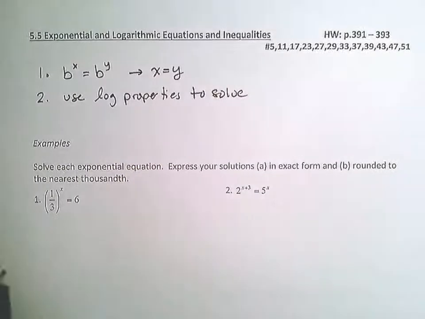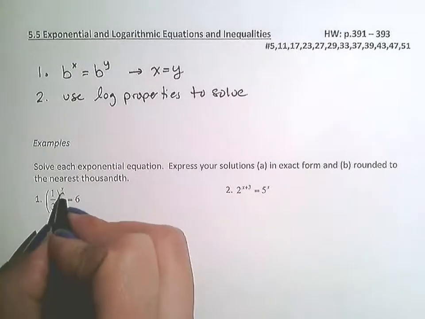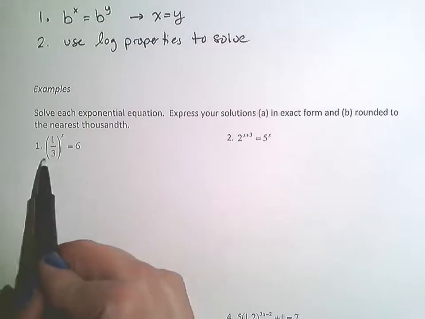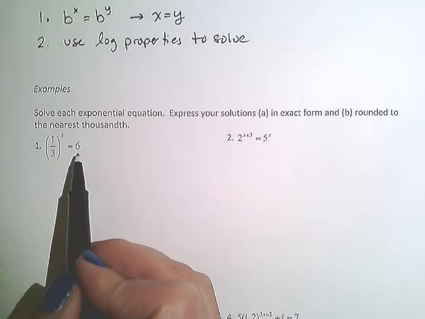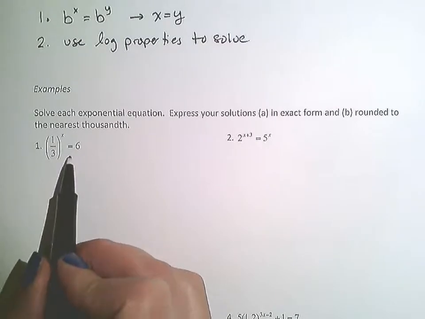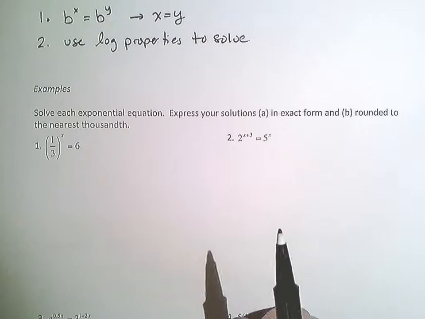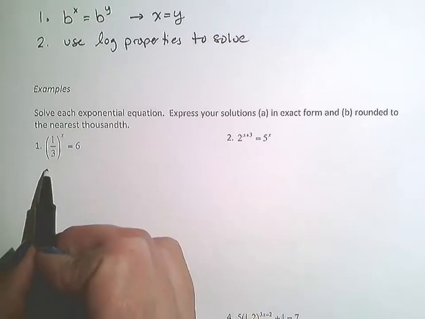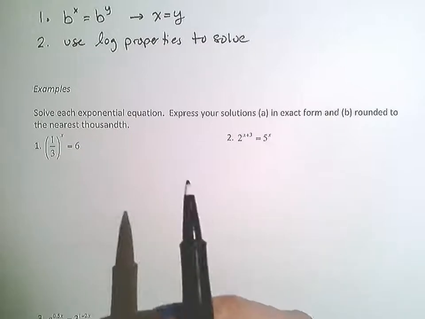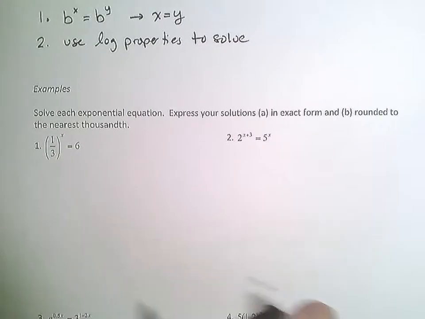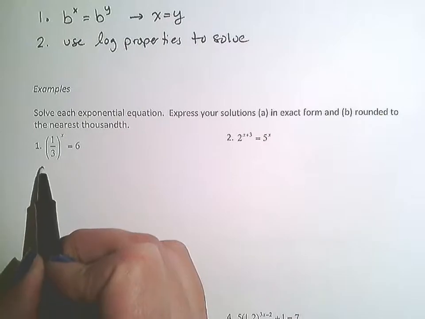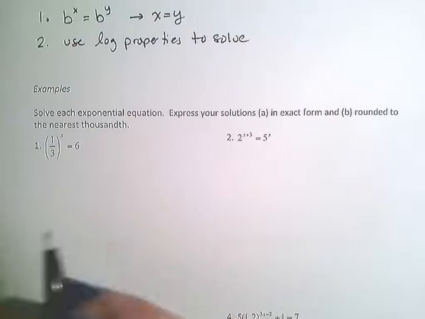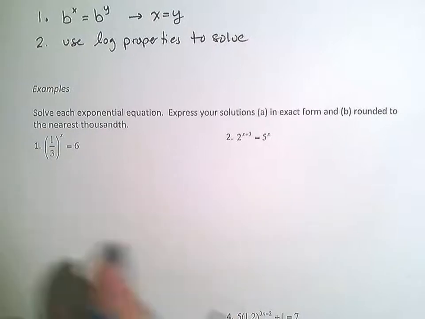All right, so here's an example. 1/3 to the x equals 6. There's no way, no matter how you think about it, it is impossible to find a common base between 1/3 and 6. So I like using ln, log base e, just because it's easier to write down. But you could use common log or log base 2 on both sides, but I'm going to use ln in most of my examples.